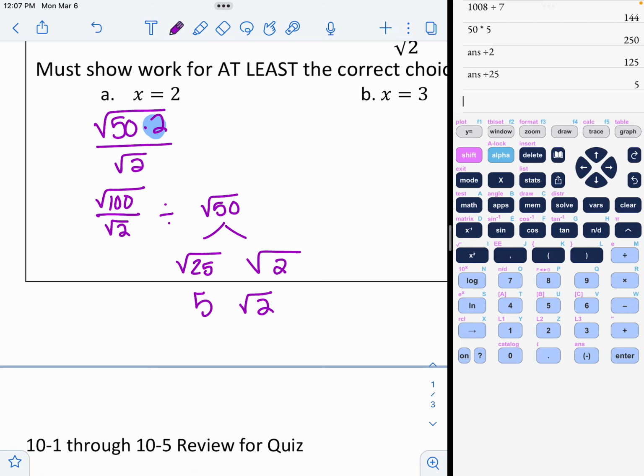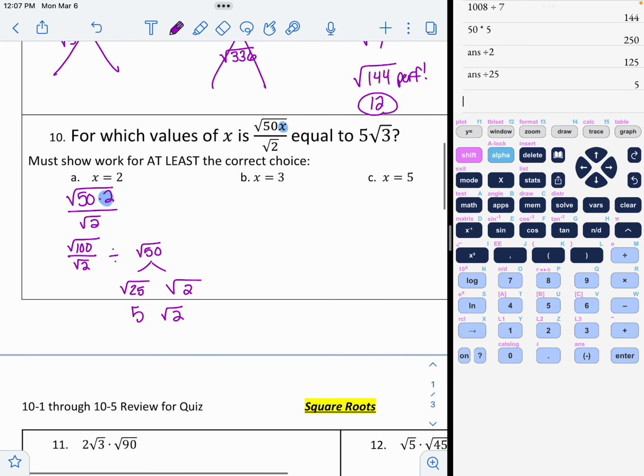Okay, so I had to rewind the video because I got too excited. I thought that was the answer. I need 5 square roots of 3, not 5 square roots of 2. So A is not the answer.